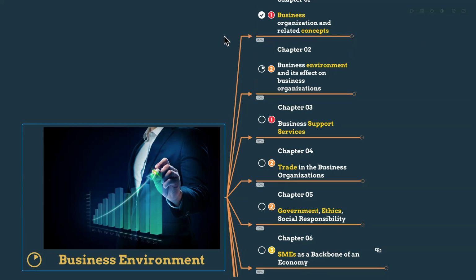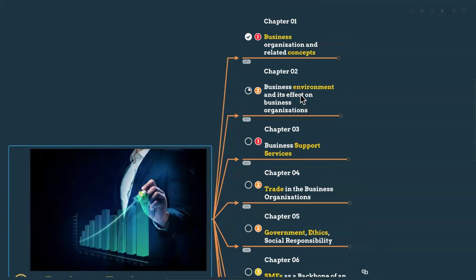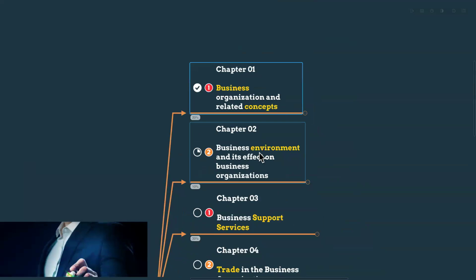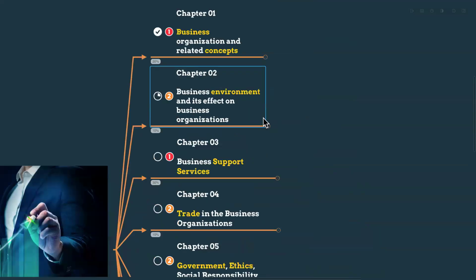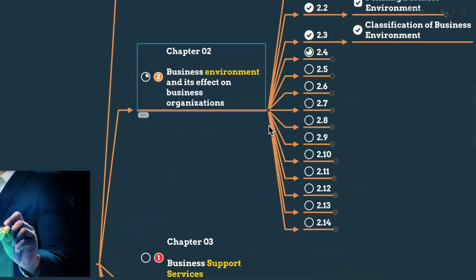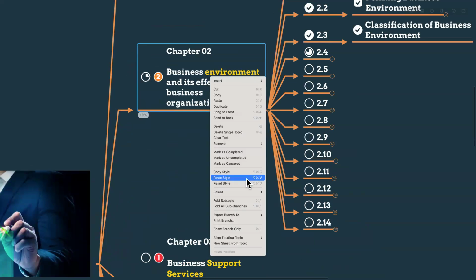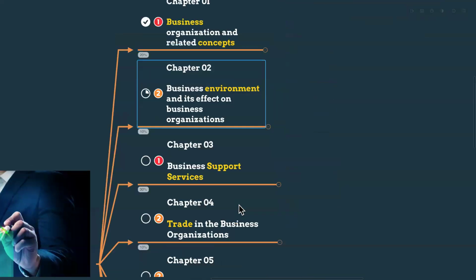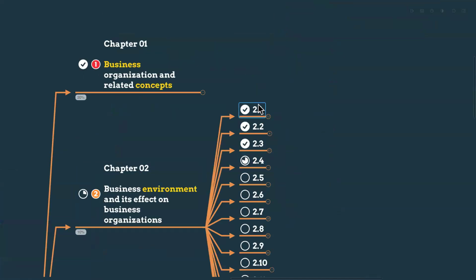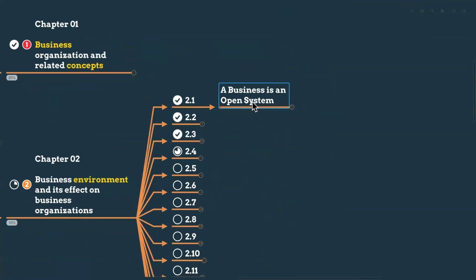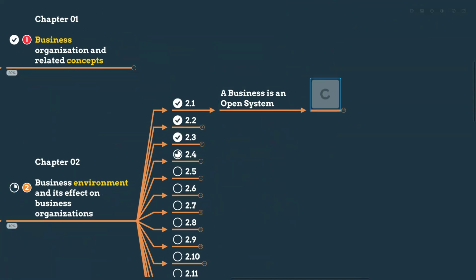So students, we are in the business environment subject and we are progressing with Chapter 2, business environment and its effect on business organizations, right? So in the previous sessions, we have covered that a business is an open system.